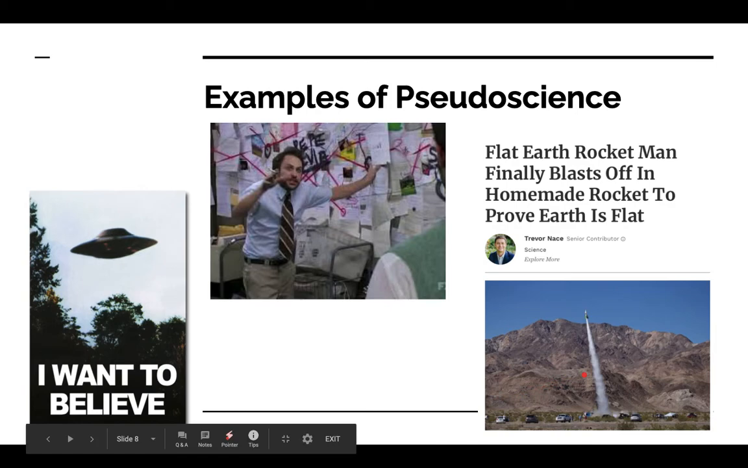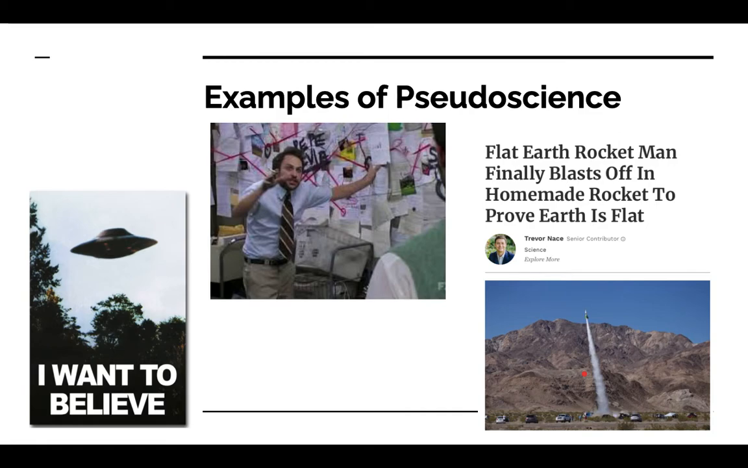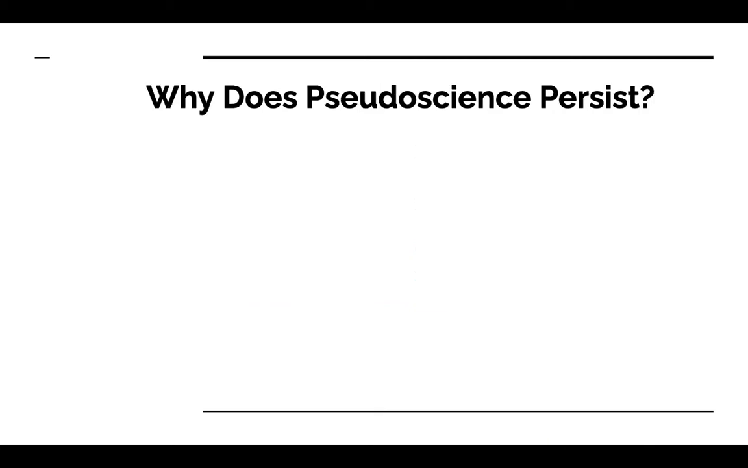Okay, but in his brief time that he's up there, he ended up seeing that the Earth was in fact curved, thus supporting the fact that the Earth is spherical in nature. So again, any attempt to experimentally test a claim, when they do make such an experimental test, contradicts their own arguments. Okay. So why does pseudoscience still persist?